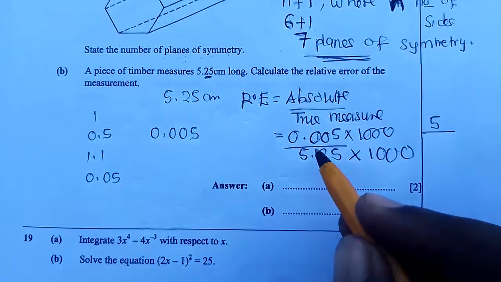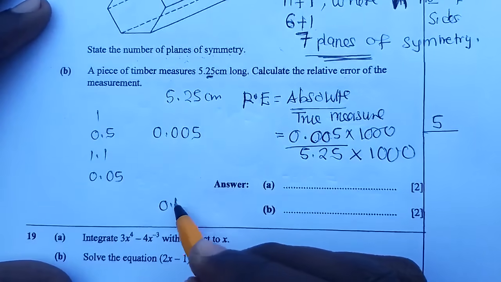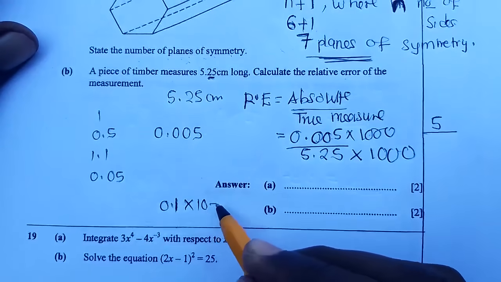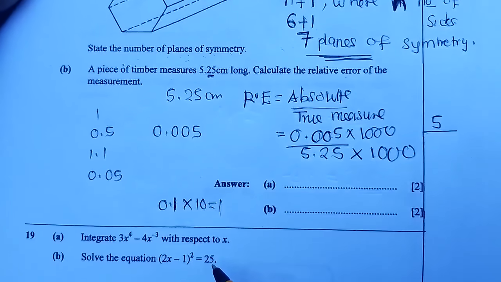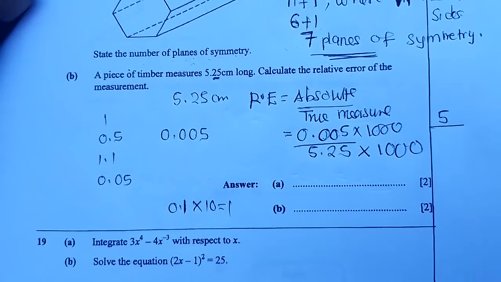So if a number, let's say you've got 0.1, how many decimal places are here? It is 1. So you need to multiply by what? 10. So if you multiply by 10, you get 1. So this is how we need to be doing this. This is the easiest way of answering that.